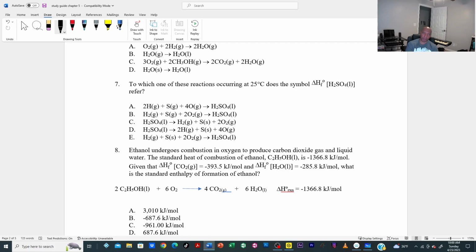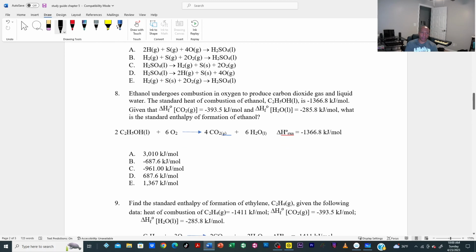Okay, so the most stable state of hydrogen, because we have hydrogen, sulfur, and oxygen. Most stable state of hydrogen would be H2 gas. Most stable state of oxygen would be O2 gas. The most stable state of sulfur would be the solid. Okay, so let's see which one of those corresponds to that. The answer would be E, right? Okay, I have H2 plus sulfur plus O2. And the H2 and the O2 are gases, and the sulfur is, of course, a solid. And I'm making 1 mole of that. Okay, so the answer is E. So just remember that.